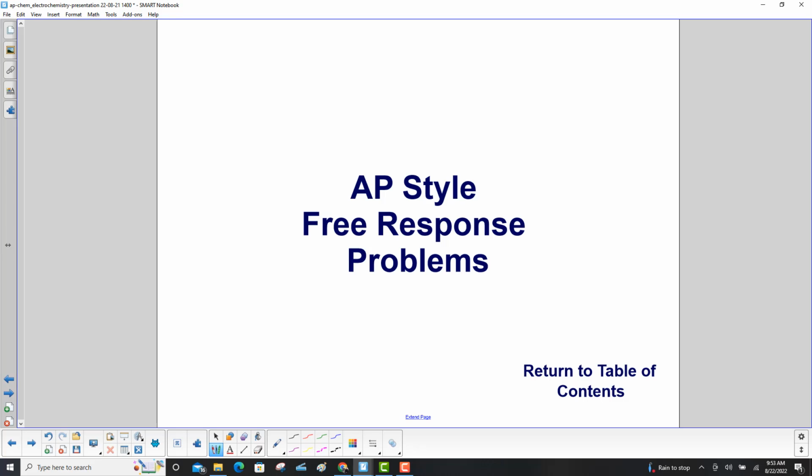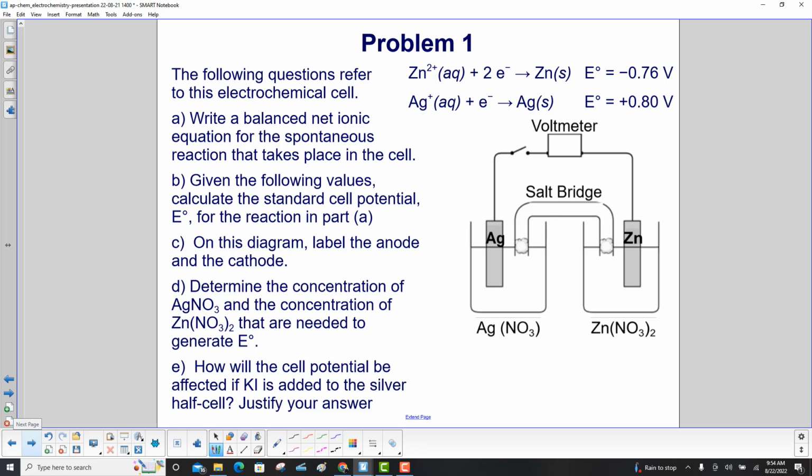AP-style free response problems. The following questions refer to this electrochemical cell. Write a balanced net ionic equation for the spontaneous reaction that takes place in the cell. Given the following values, calculate the standard cell potential, E0, for the reaction in part A.